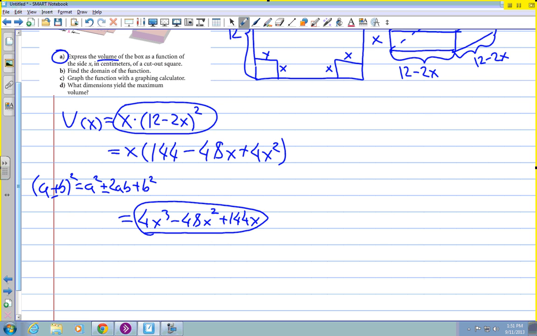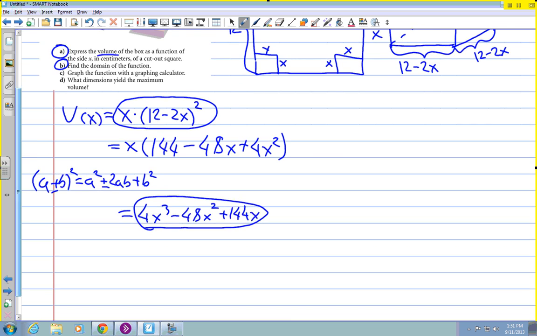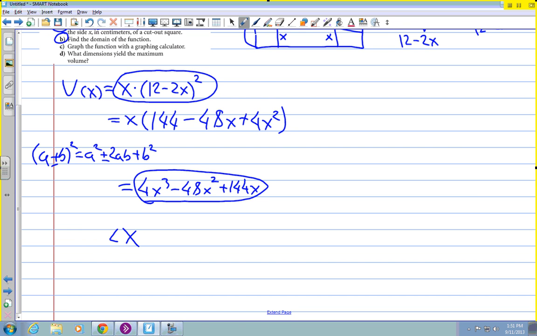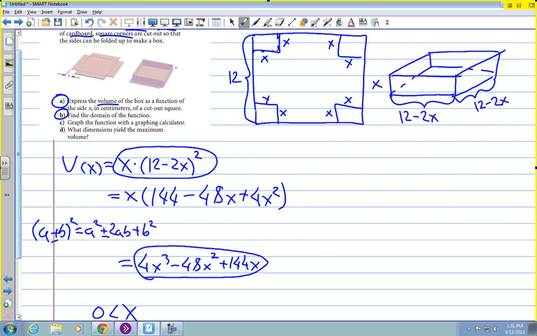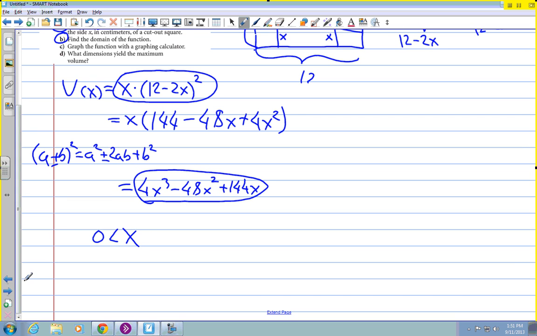So find the domain. That's the same as before. X cannot be negative, that would make sense. X cannot be 0, then you don't have a box. You just have a piece of paper. So x is strictly positive, right? So x could either be 0, a little bit positive, or what is the largest value x can be? This is 12, and you're cutting from both ends. 6. So x is strictly between 0 and 6.